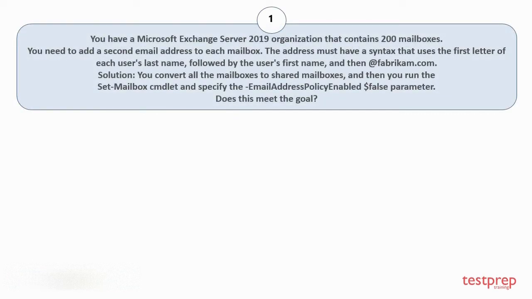You have a Microsoft Exchange Server 2019 organization that contains 200 mailboxes. You need to add a second email address to each mailbox. The address must have a syntax that uses the first letter of each user's last name, followed by the user's first name, and then @fabricam.com. Solution: You convert all the mailboxes to shared mailboxes, and then you run the Set-Mailbox cmdlet and specify the EmailAddressPolicyEnabled $false parameter. Does this meet the goal?